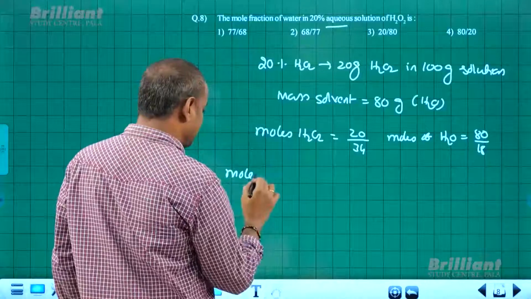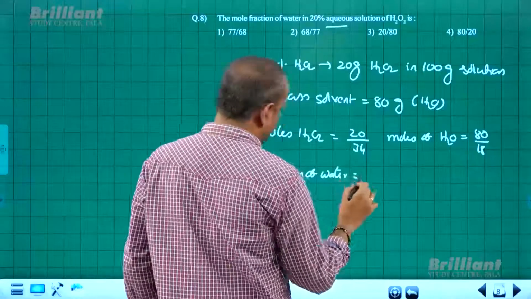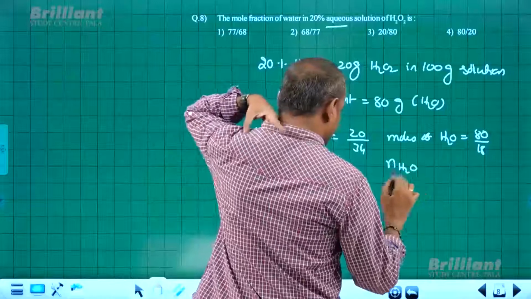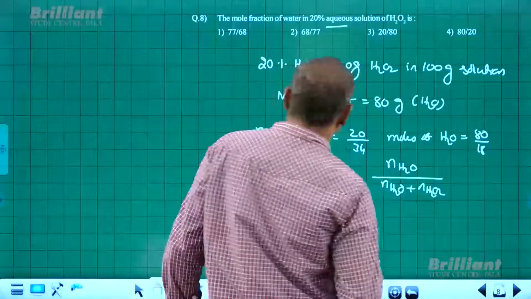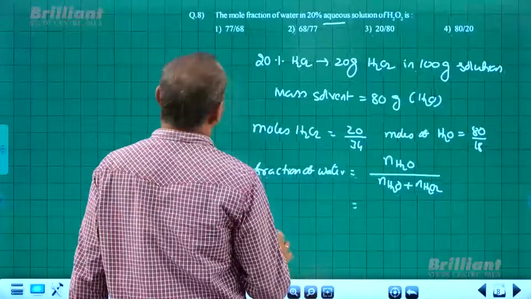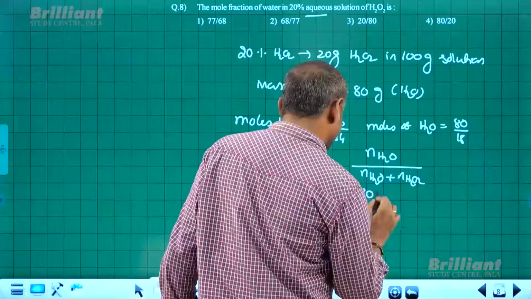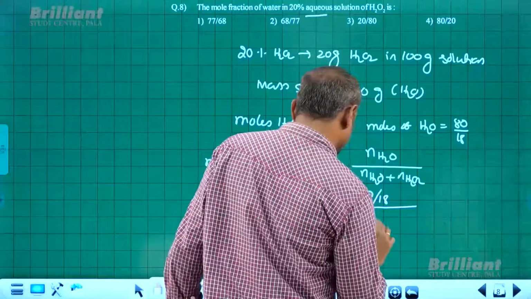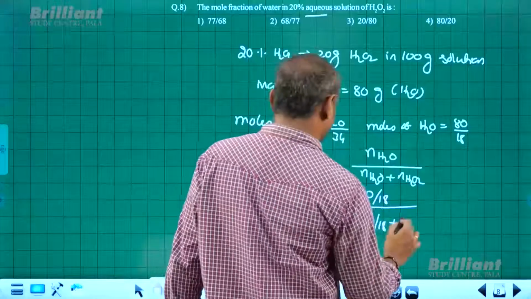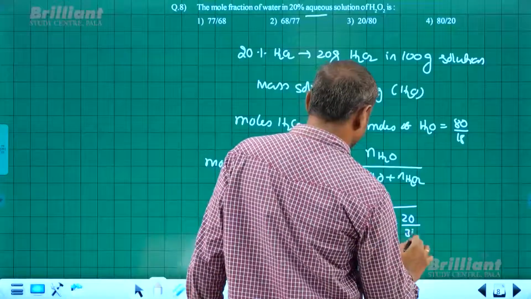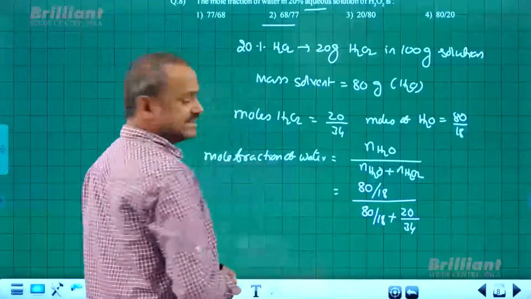Now the question: mole fraction of water. Mole fraction of water equals moles of water by total moles. Moles of water is 80 by 18, divided by 80 by 18 plus moles of H2O2, 20 by 34. That gives around 68 by 77.